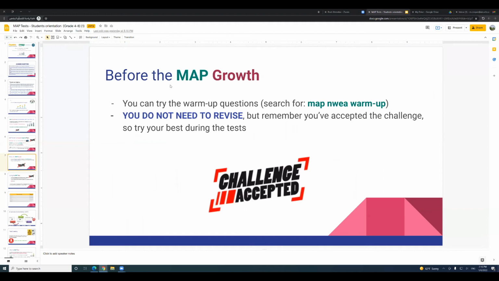Before the MAP test, you can search, in brackets, MAP NWEA warm-up. I don't know if you want to take a screenshot of that or quickly snap that with your phone. You can search for MAP NWEA warm-up on YouTube or Google it, and you can do some practice questions. But like I said, you don't need to revise specific topics. Practice your reading, go over some math concepts in your book that you're studying with your teachers online or in school in the case of grades 7 and 8, and do your best. Okay, that's the message. But again, be positive and accept the challenge.